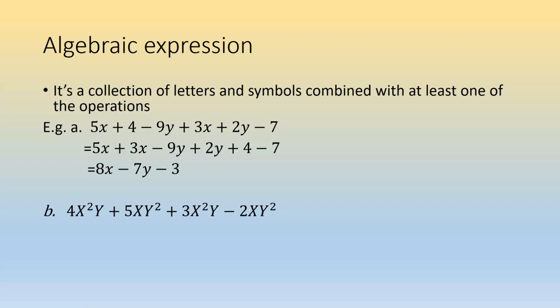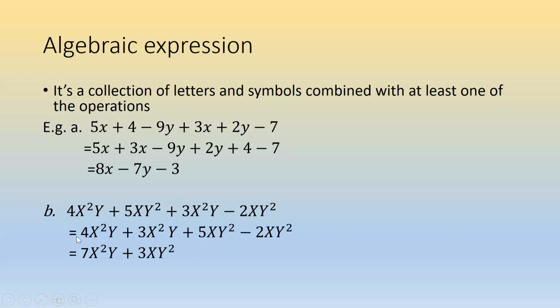Assuming you also have another expression: 4x squared y plus 5xy squared plus 3x squared y minus 2xy squared. Realize that 4x squared y and 3x squared y are common, they have similar variables, so you need to group them together. Then we have 5xy squared and minus 2xy squared, which have common variables, so group them together. 4x squared y plus 3x squared y gives us 7x squared y. Then 5xy squared minus 2xy squared gives us 3xy squared. So we have also simplified that to the simplest form.